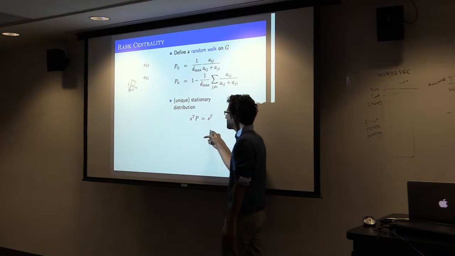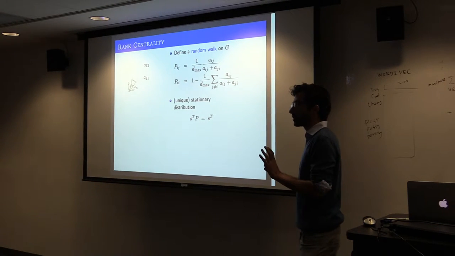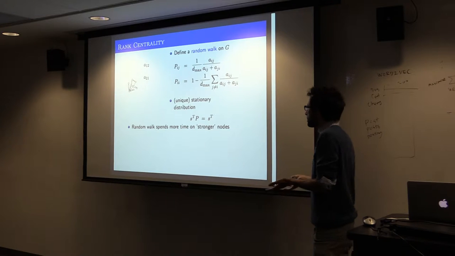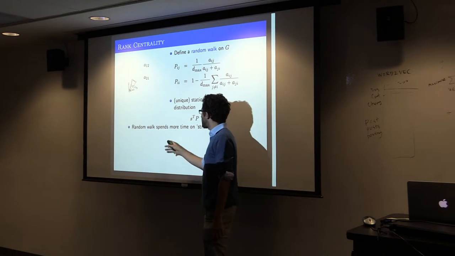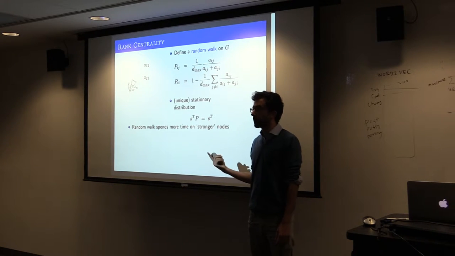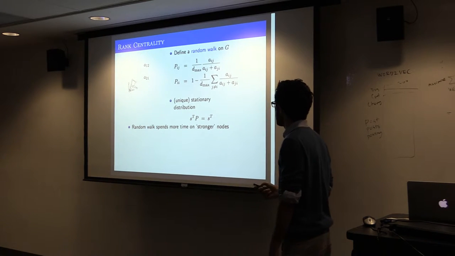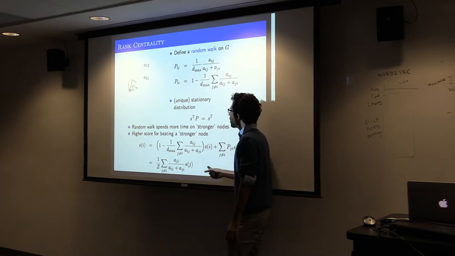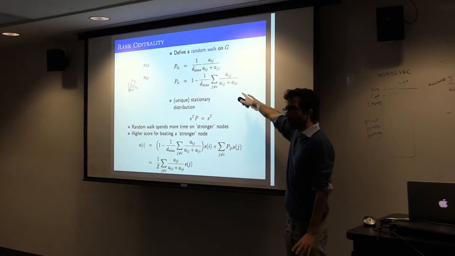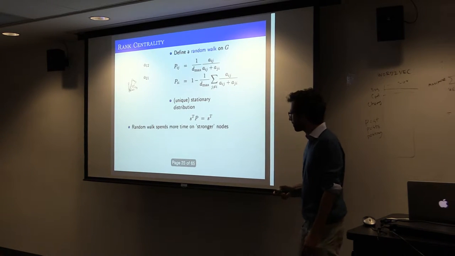And then this yields a unique stationary distribution, S. And that S is your scores. So those are your scores. Now the key point here is that, just like in PageRank, the random walk spends more time on the stronger nodes. And stronger in terms of people that win a lot and play against other strong nodes. And that's where the weights are. And then you can show through some calculations that this S_i from this random walk is exactly the same S_i from here, from this formulation. So they look different, but they're exactly the same.